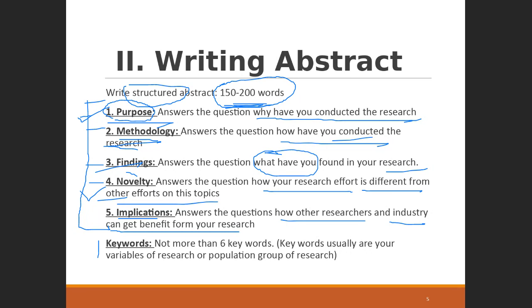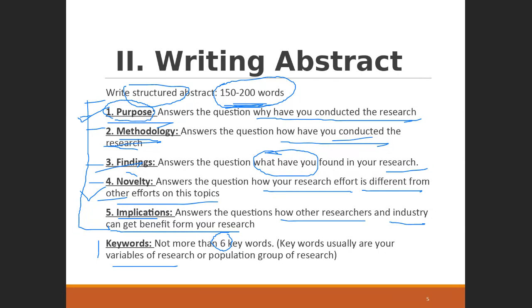Lastly, at the end of your abstract, you need to write keywords. Now, the keywords should not be more than six, and keywords usually are your variables of research that you show in your theoretical framework or population groups of your research. Keywords are basically those words which other researchers or readers will use to find your research on the internet, on Google Scholar. So you should write those keywords which identify your research report. That is why the keywords are very important.